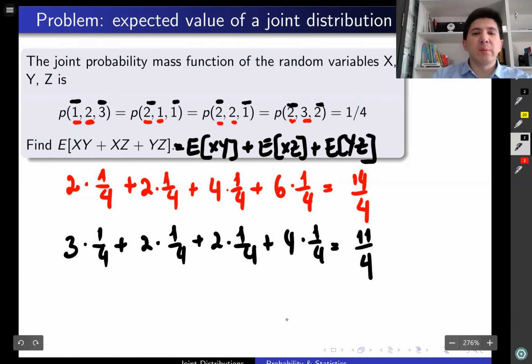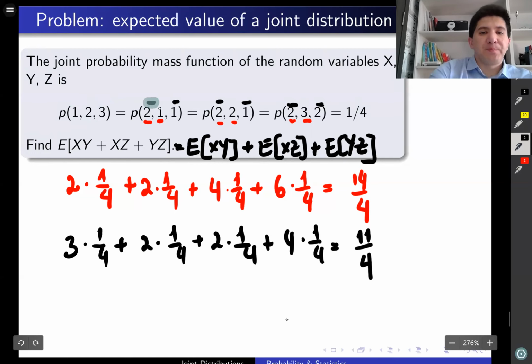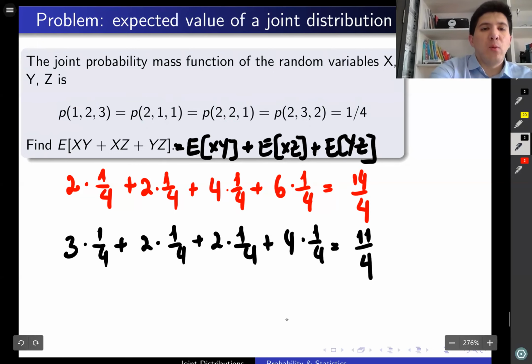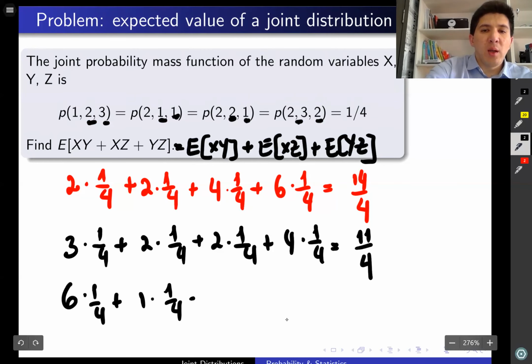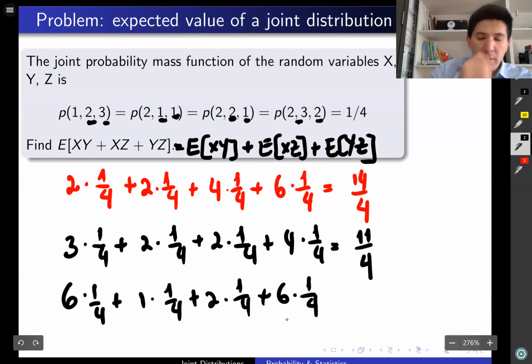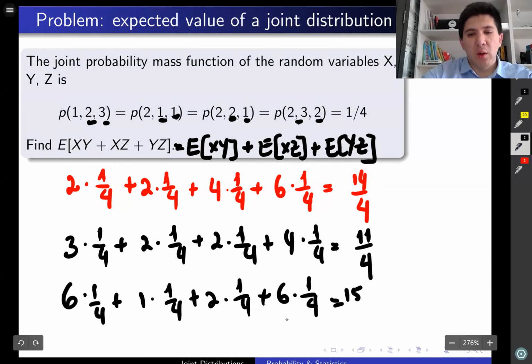And in the last case, we need to multiply y and z. So y times z, y times z, y times z, y times z. In this case, it's going to be 6 multiplied by 1 over 4, plus 1 multiplied by 1 over 4, plus 2 multiplied by 1 over 4, plus 6 multiplied by 1 over 4, right? Okay, it's going to be 12 plus 3, which is equal to 15 over 4.